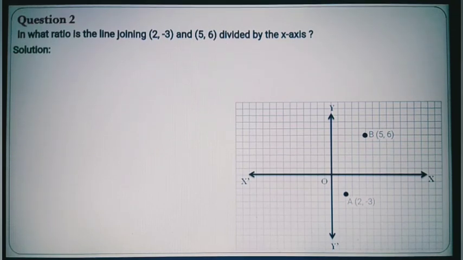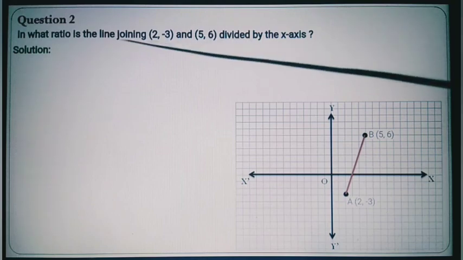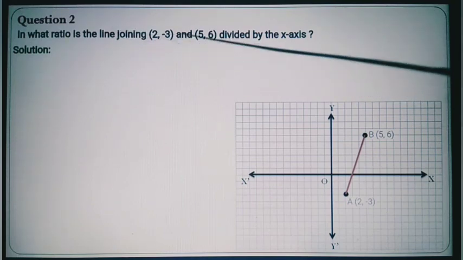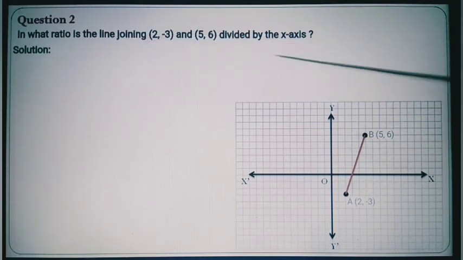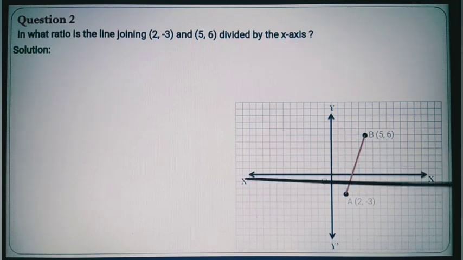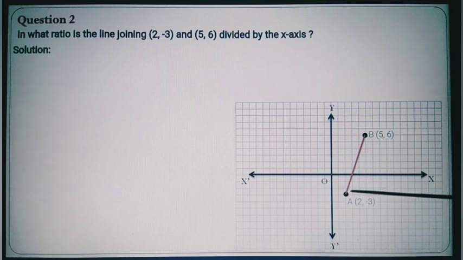Fine. So let me join them with the straight line. Fine. Now this is my line segment AB. According to the question, in what ratio is the line joining these 2 points, that is line AB, divided by the x-axis? That means this x-axis is dividing the line segment AB. So the question is asking in what ratio the x-axis is dividing this line segment AB.